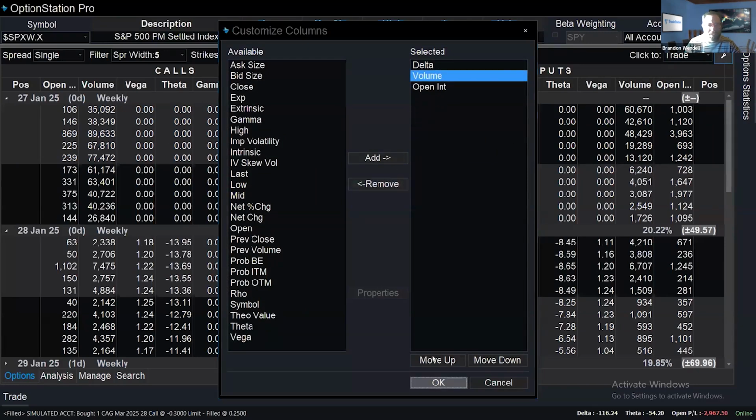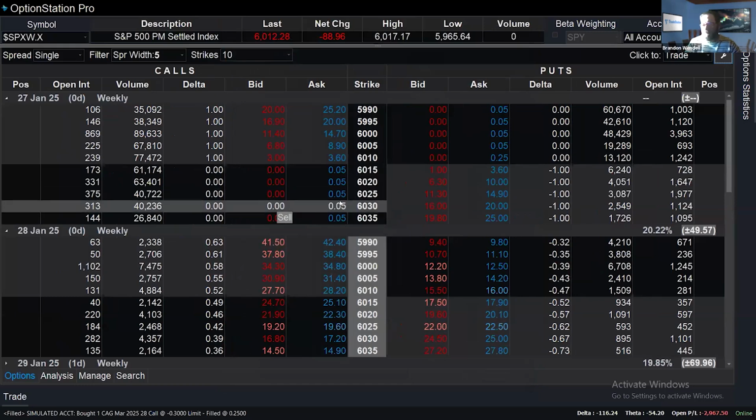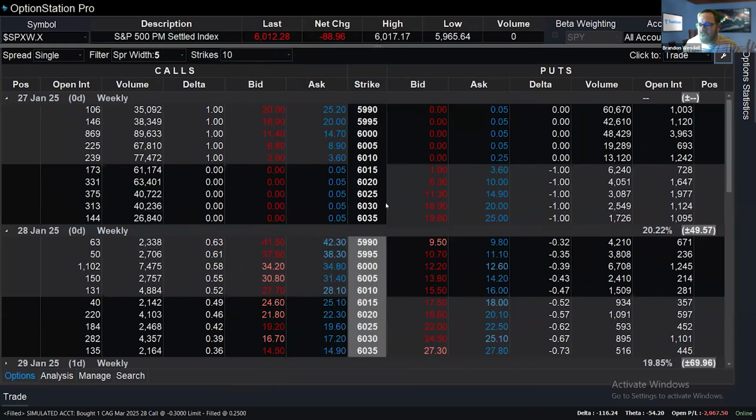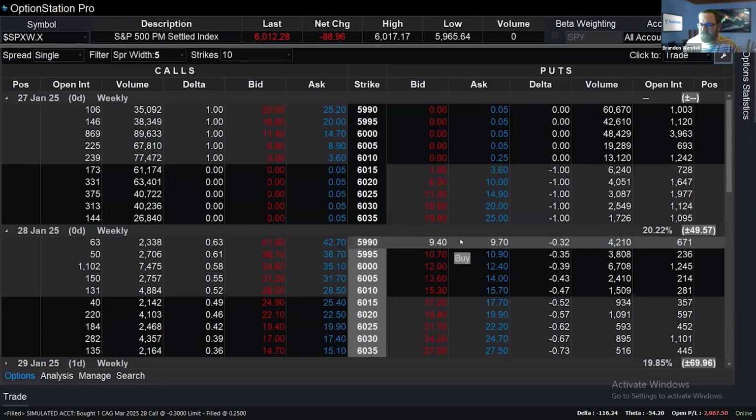Just want to thicken the column so we can see them a little bit better. There we go. If we want to automate selling a naked call or put at 15 delta with VIX, I'm not sure if you can automate that entire process, to be honest with you. Not with the Option Station Pro, as far as I'm aware of.